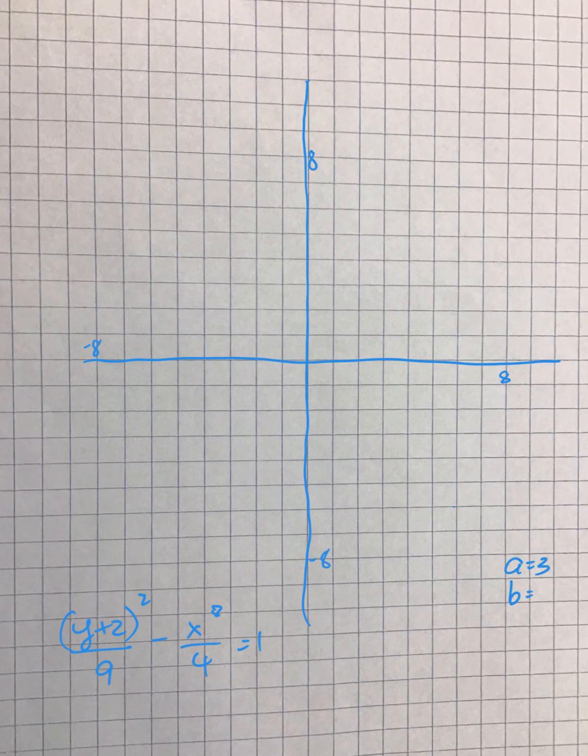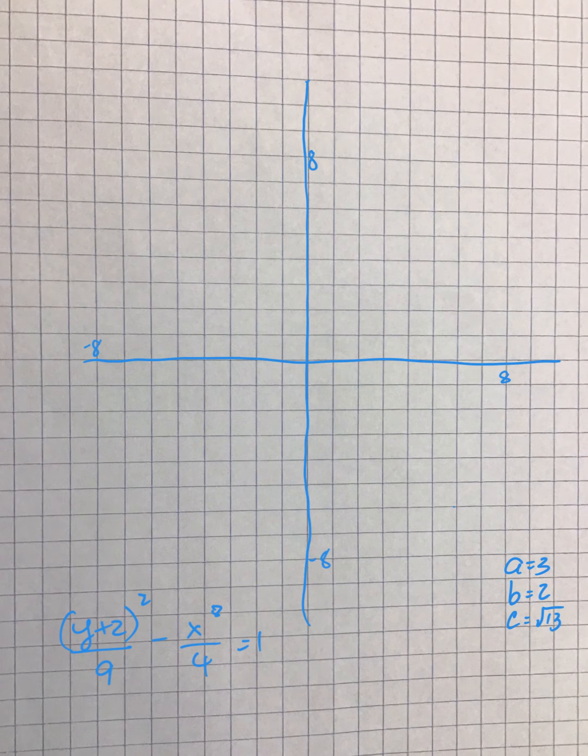B equals the square root of the guy under the negative term. So B is 2. And C is A squared plus B squared equals C squared. Remember, ellipses is A squared minus B squared equals C squared. This time it's a real Pythagorean theorem. So that's what 9 plus 4 is the square root of 13. Everybody with me? All right.